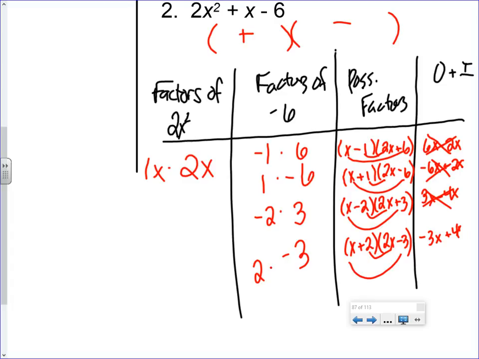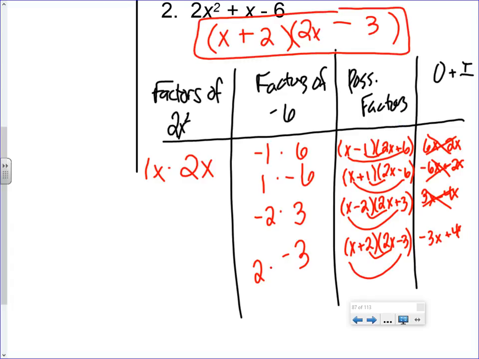Well, wait guys, winner, winner, chicken dinner, we got it, right? So what are we putting down as our final answer? X plus 2 times 2x minus 3. If we FOILed that, would we have it right? Look, look, look. Which one do you circle? The one that made a positive 1x.